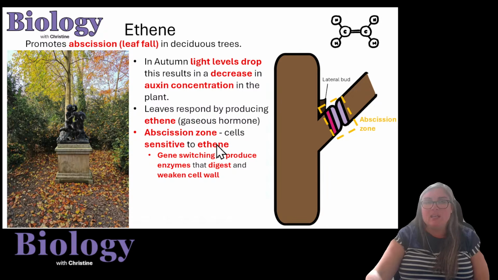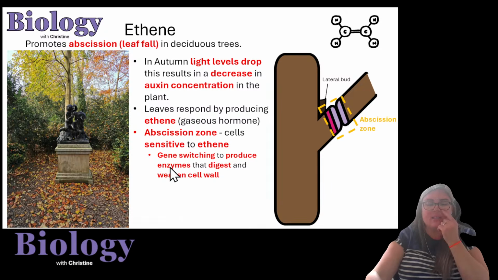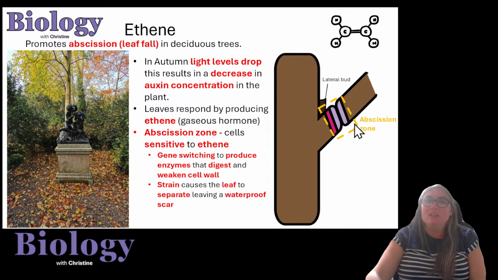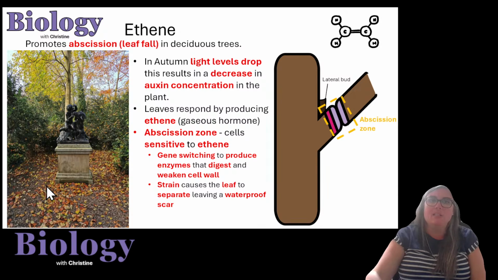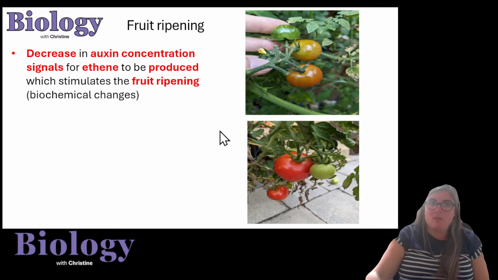So the ethene is going to activate protein synthesis occurring inside the cell, and that is therefore going to end up with the digestion, and that will therefore cause the leaves to fall off. And we can see the different photosynthetic pigments in our leaves because we can see the yellows, the reds, the oranges, the accessory pigments.